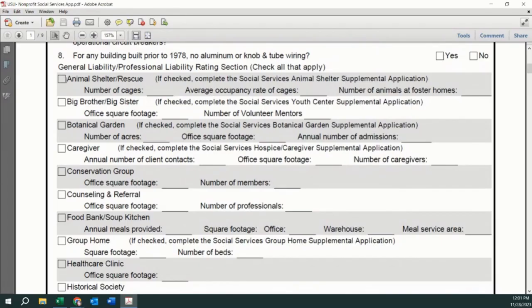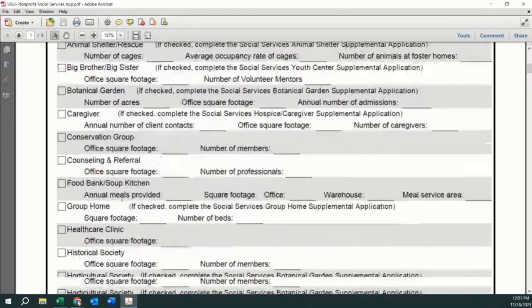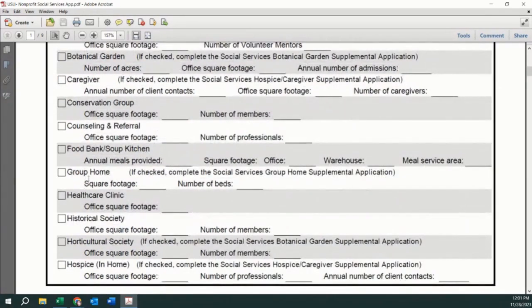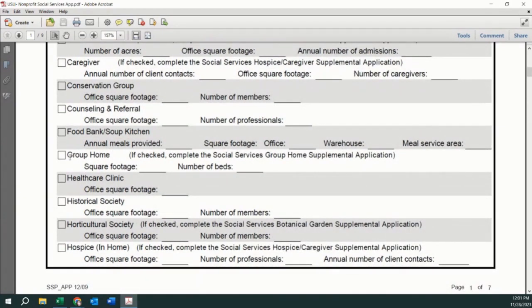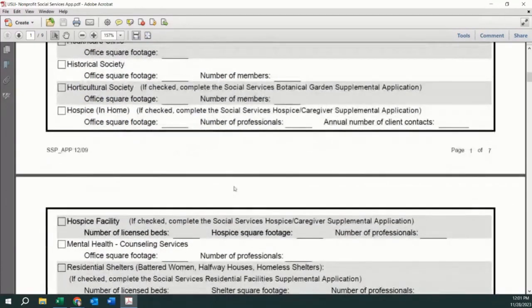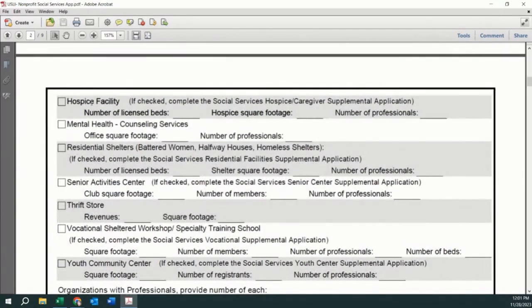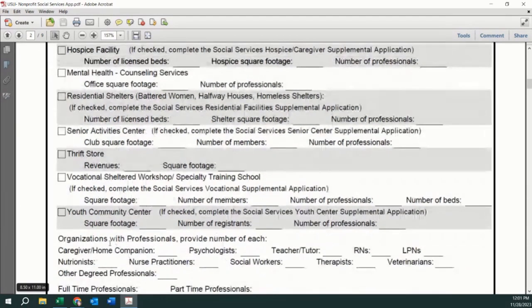And then you get into things like, are you an animal shelter or rescue, Big Brother, Big Sister, a garden, a caregiver, conservator, counseling? Are you a food bank? Are you a group home? Are you healthcare, historical, etc.? So you'll see here in group home, you'll need to put the square footage of the place and you'll need to put the number of beds. Then you get into hospice, mental health, residential shelters, senior activities, thrift store, vocational, youth committee center, etc.